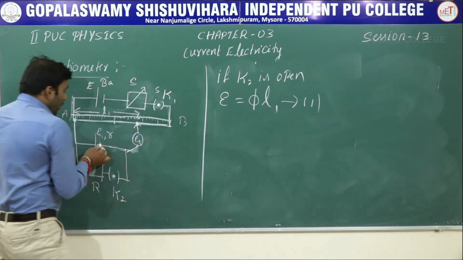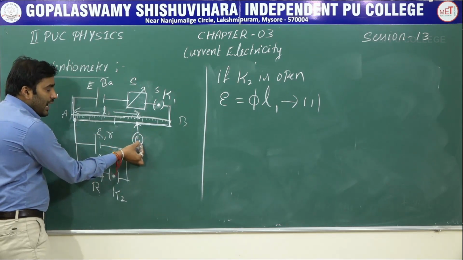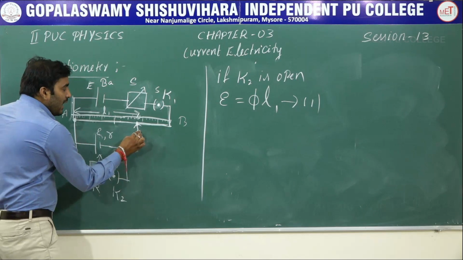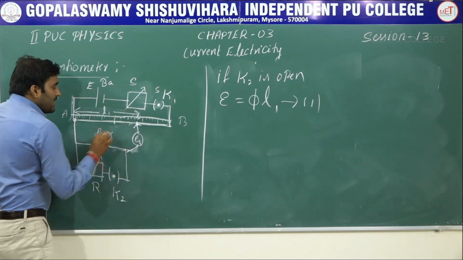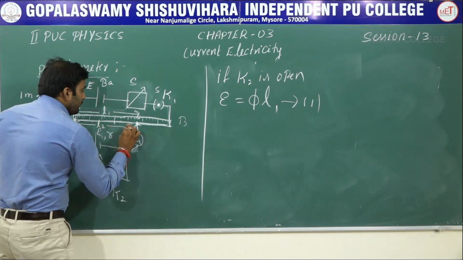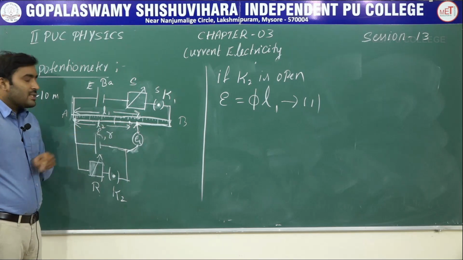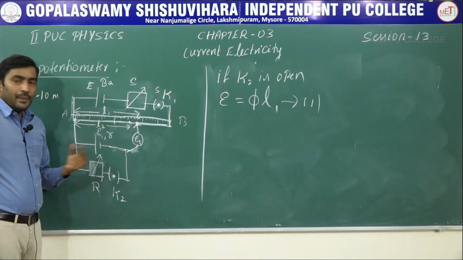Now, if I want the terminal potential difference, again I will make the current through the galvanometer 0, and I have found the balancing point somewhere here, L2. So this L2 is the balancing length for this terminal potential difference.